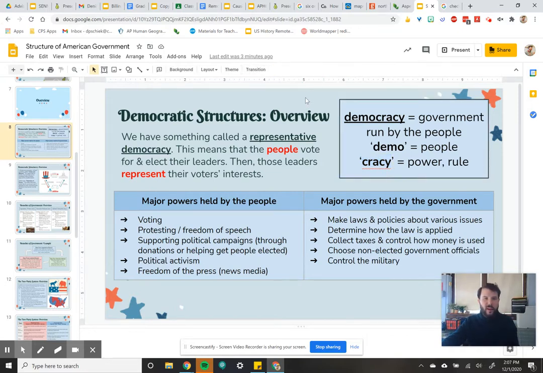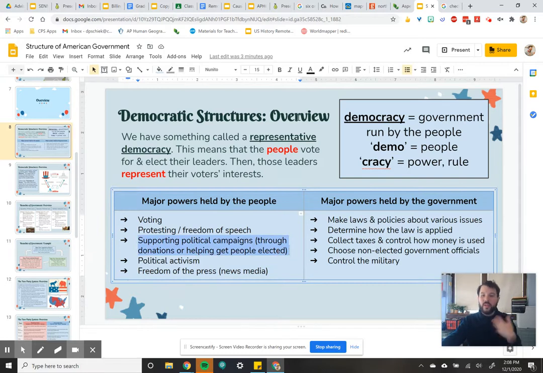Another thing when we talk about how power works in a democracy is that we have powers that are held by the people, and then we have powers that are held by the government. Over on the left-hand side, these go over the powers that are held by the people. That includes things like voting, protesting, and freedom of speech, being able to voice your opinions about the government, or if you're angry at the government, supporting political campaigns. You can get involved in those political campaigns and knock on doors, or you could just donate money. You can do things like political activism, working for certain organizations, doing things like teaching, etc. And freedom of the press.